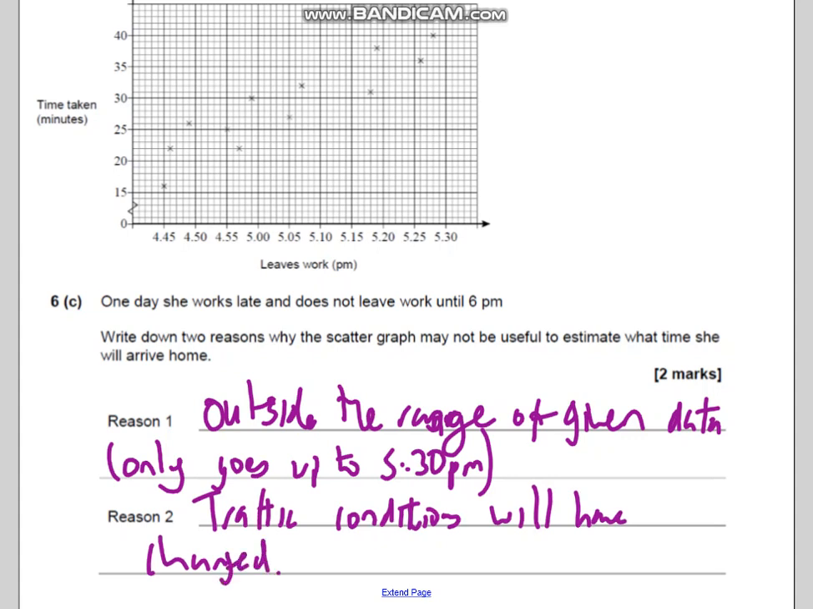So she's just collected this data. This is just within the rush hour period. Once you get to about 6 o'clock, a lot of people have got home, so the roads will not be quite so busy. And that is that.